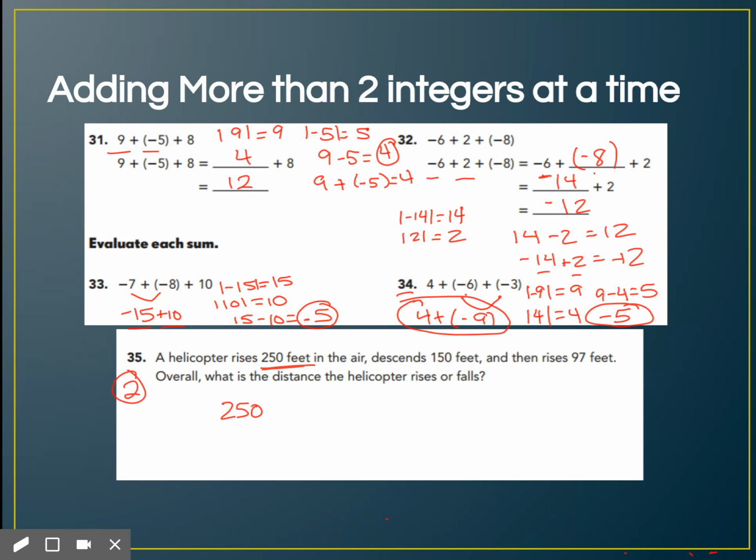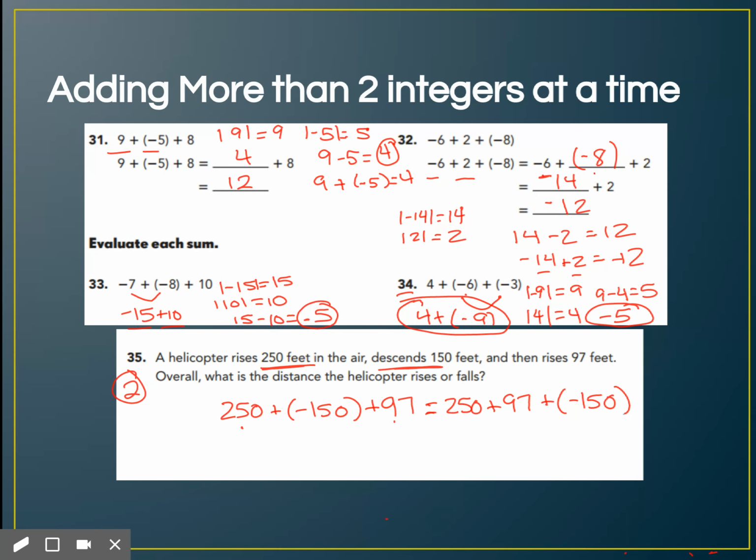So it rises 250 feet in the air, and then it descends 150 feet. So that means it's going down. So I'm adding a negative 150. And then rises 97 feet. So again, I'm adding 97 here. Okay, so they want to know the distance the helicopter rises or falls. This is where you might find it beneficial to just group your positives together. So you could rewrite this addition sentence as 250 plus 97 plus a negative 150.